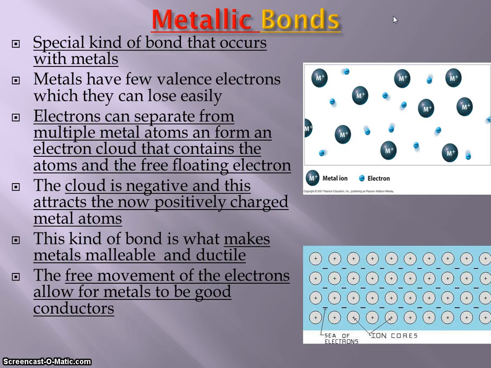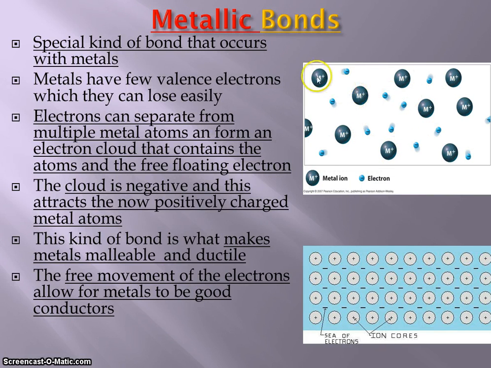Now metallic bonds. Metallic bonds are a specific kind of bond that happens only in metals. Metals have those few valence electrons, and they can still lose them easily. Okay, in this case, you get some metal atoms together, and those electrons kind of fly off and start moving around in what we would consider like a cloud. It would be like a cloud of electrons with all of the metal nuclei and the rest of their electrons in that cloud kind of floating around.